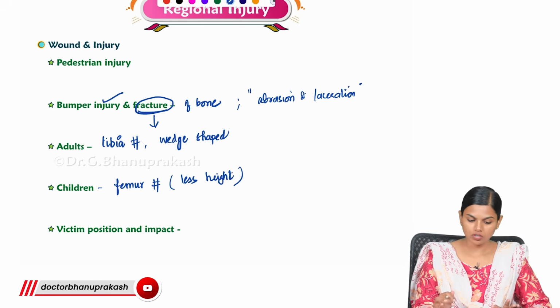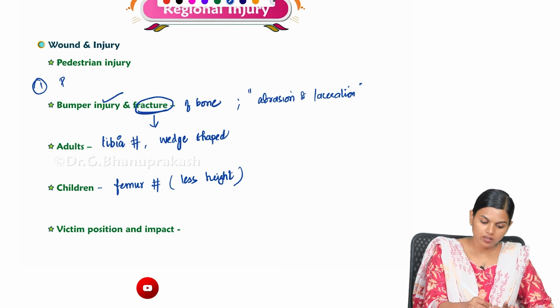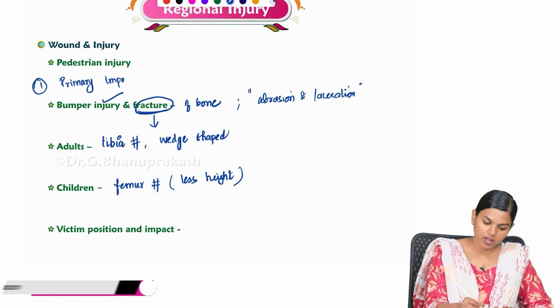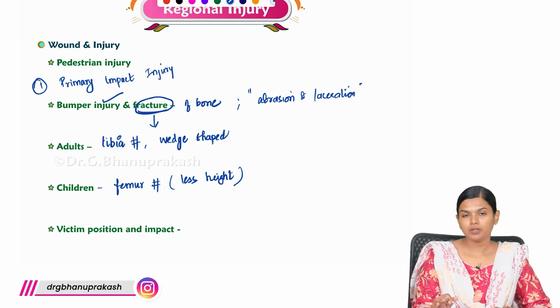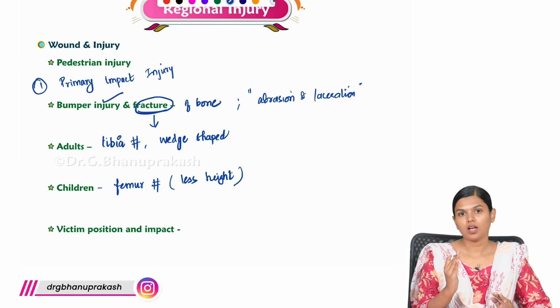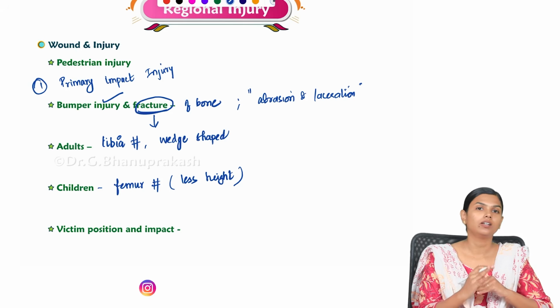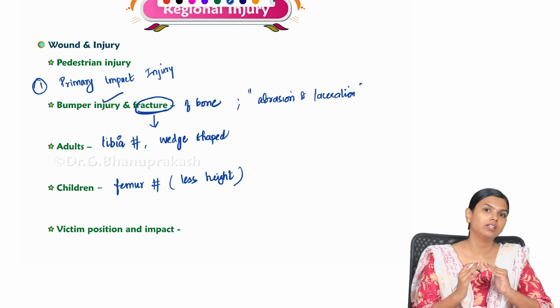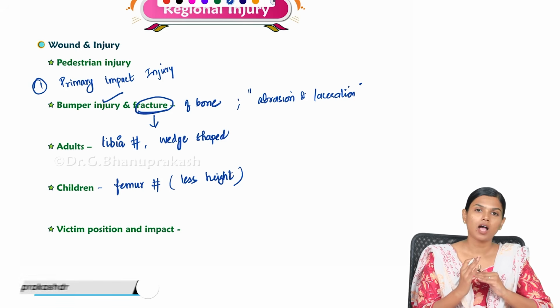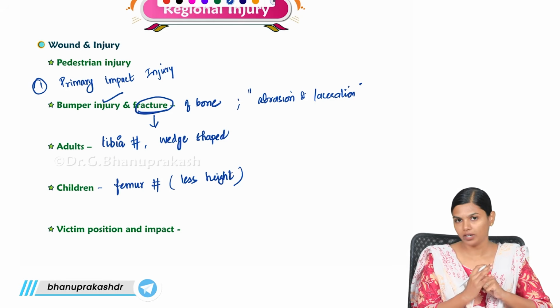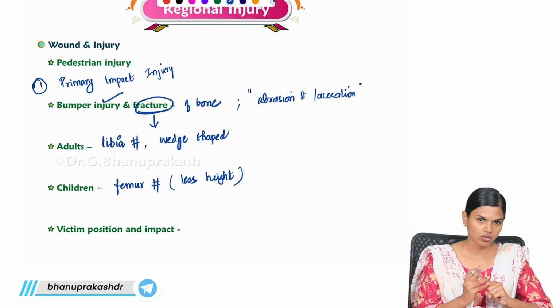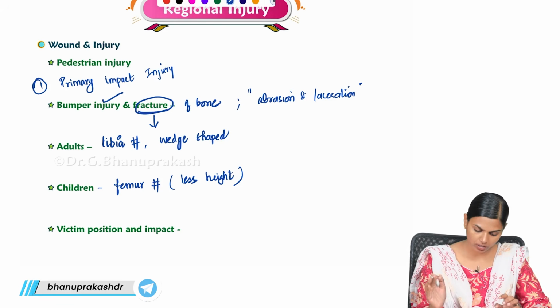So pedestrian injury, first is your primary impact injury. If the person is walking across and the car is coming and hitting him, he will get injury over the tibia. If it is a child, it will get injury over the femur, and the bumper will be the part which will be hitting them, and because of that they will be getting abrasion and laceration also. So this is primary impact injury.